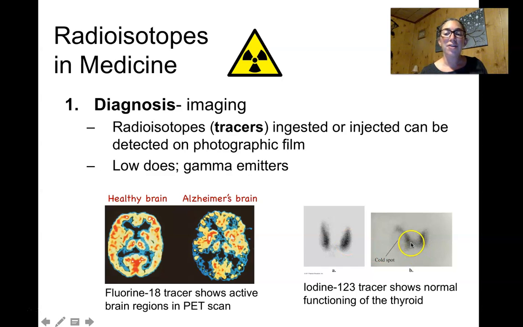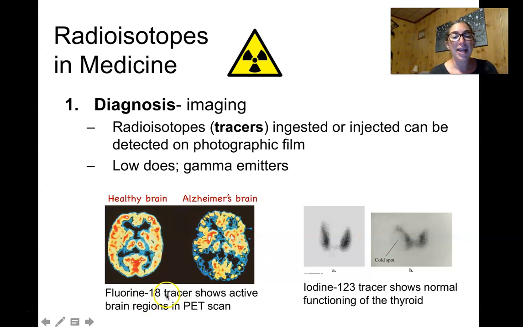But in the picture on the right here, this lobe of the thyroid has a big cold spot. In other words, an area where the radiation is lacking, which means that that isotope is not localizing or getting taken up by that part of the thyroid because it's not functioning properly. And so that is a use of radioisotopes for imaging.